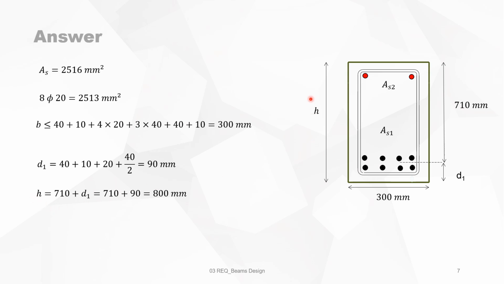The total height, or total depth, sorry, of the beam is then d, 710, plus d1, which gives you 800 millimeters. So the answer is the dimensions of the beam are 800 times 300 millimeters. And this depth of beam is needed to guarantee a concrete compressive zone equal to 0.25 times B.